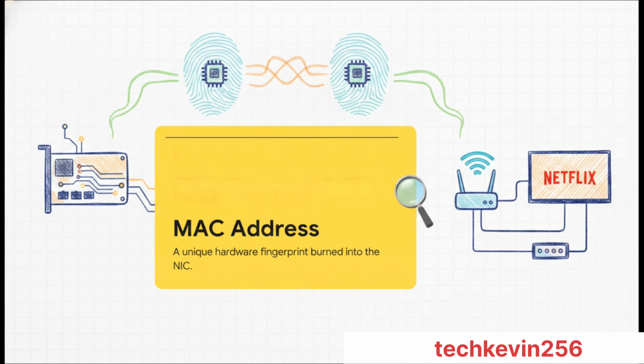And here is the real magic of the NIC. Every single one has a MAC address permanently burned into it at the factory. This is a totally unique hardware fingerprint. Literally, no two NICs in the entire world have the same MAC address. This unchangeable ID is exactly how your router and your switch know they're sending that incoming Netflix data specifically to your living room TV and not accidentally blasting it over to your neighbor's house.